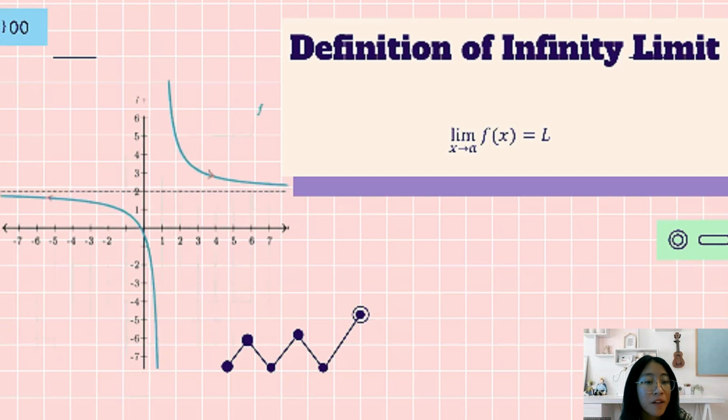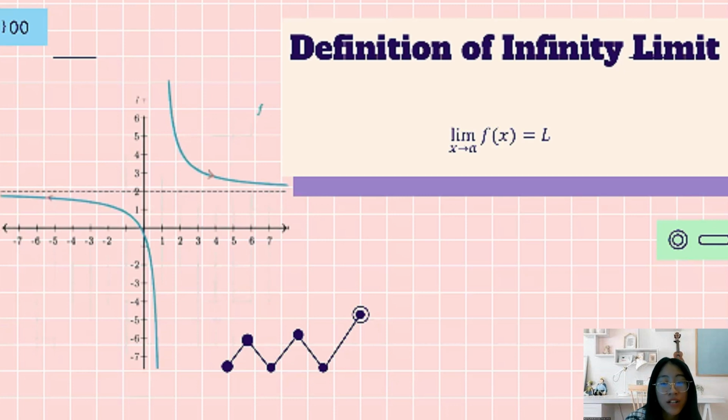When you look at the graph of the function right over here, you see something interesting happens. It's getting larger and larger. The function gets closer to 2. We have a horizontal asymptote at y equals 2.